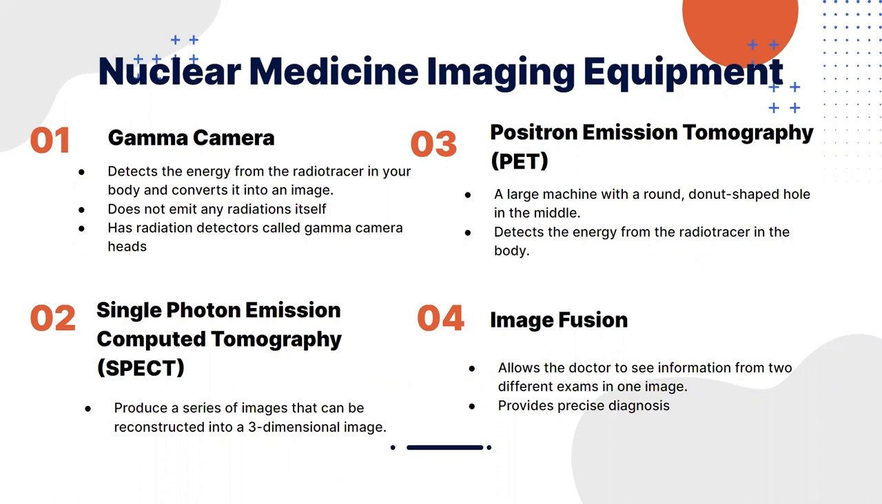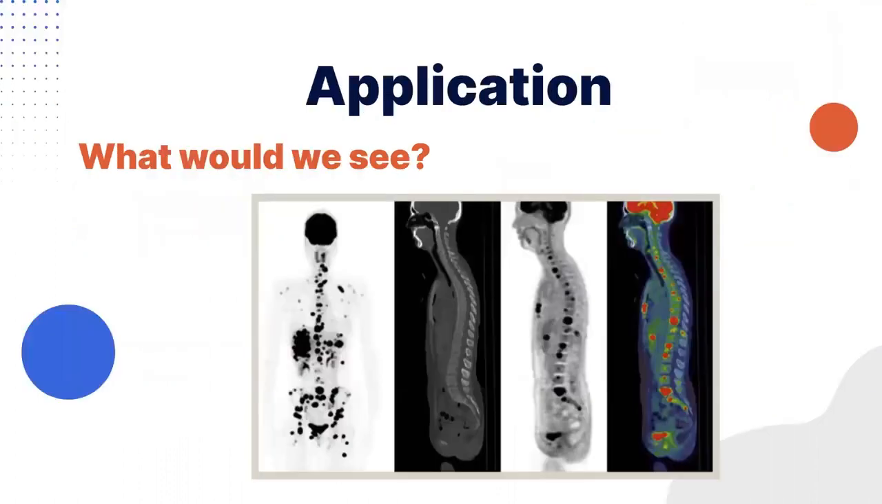Nuclear medicine imaging equipment also consists of PET, which is short for positron emission tomography. It is a large machine with a round, donut-shaped hole in the middle and detects the energy from the radiotracer in the body. At last, we have the image fusion, which allows the doctor to see the information from two different exams in one image to provide a precise diagnosis. I will now pass it on to Chris, who will discuss some of the further applications of nuclear imaging.